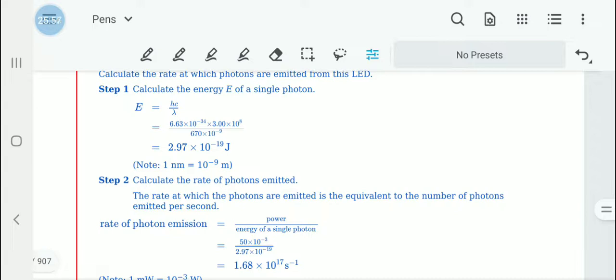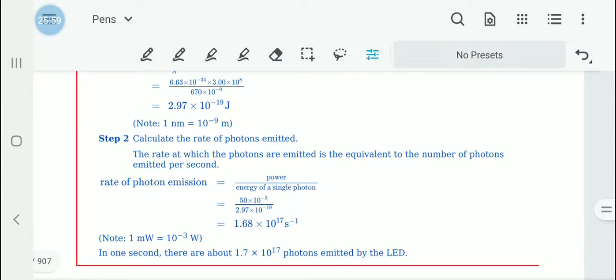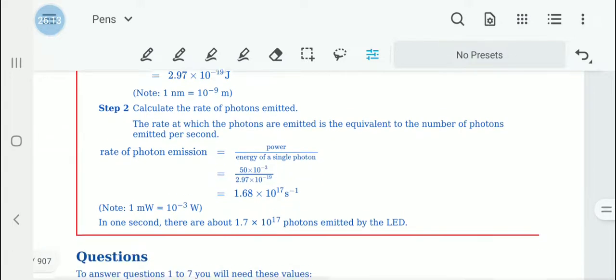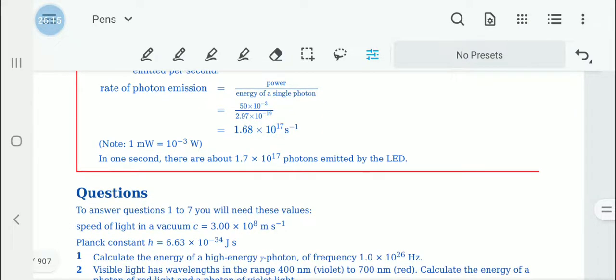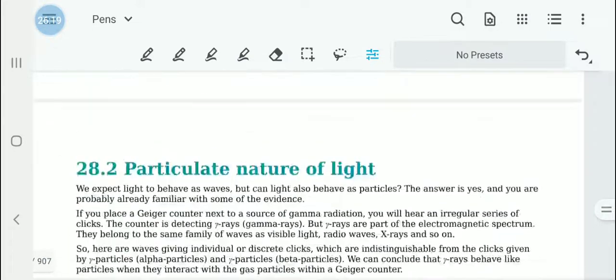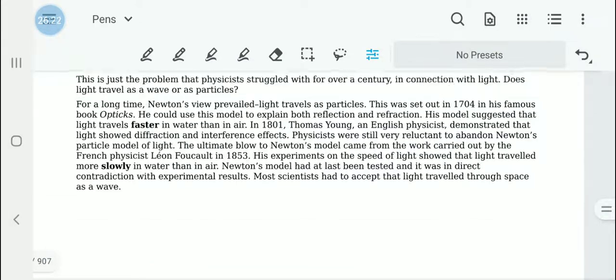Then you divide that by 2.97 into 10 to the power minus 19, so that would give you 1.68 into 10 to the power 17 per second. That means per second 1.68 into 10 to the power 17 photons are emitted by this single LED. I hope that makes sense and you understand how to do these questions. Write down.